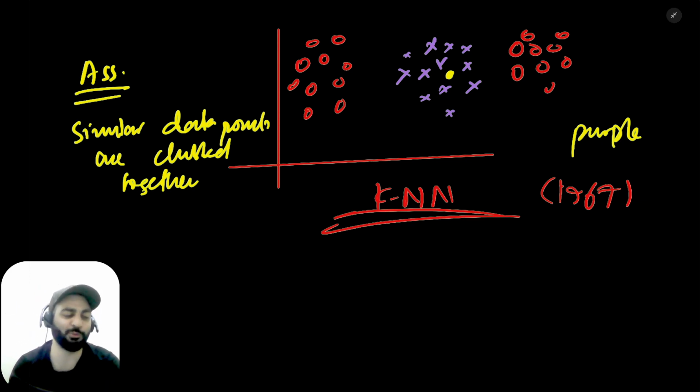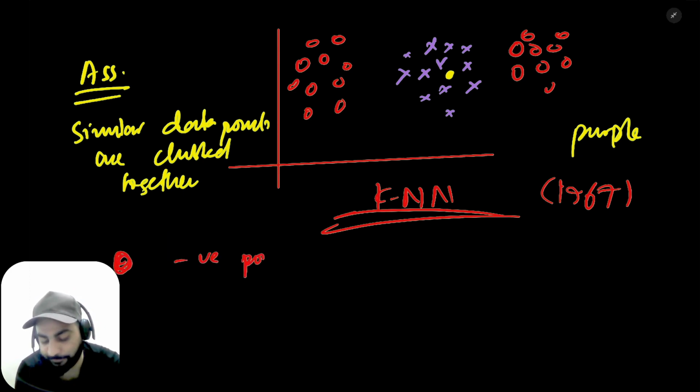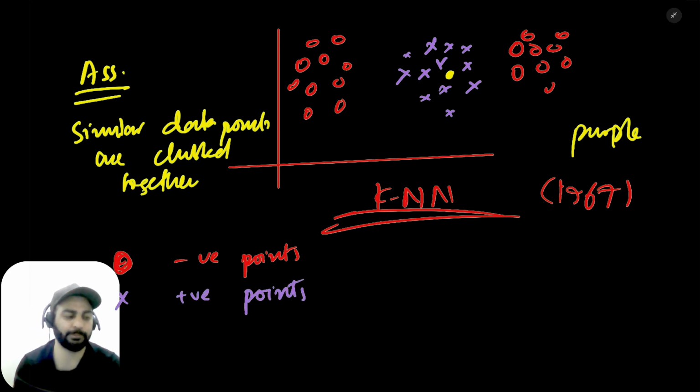So now I need to mathematically model this. Here, let's suppose these points I'll call positive points, and these red ones I'll call negative points. So I'll write it right here. These circles are negative points, and these crosses are positive points. Okay, and here this gray one, let's suppose, is a query point.